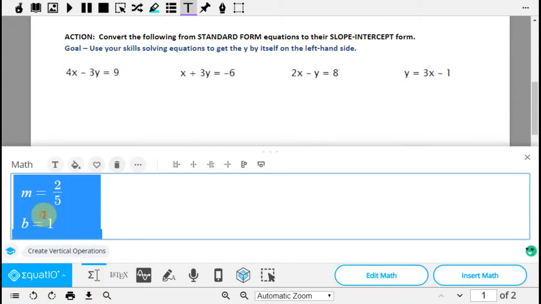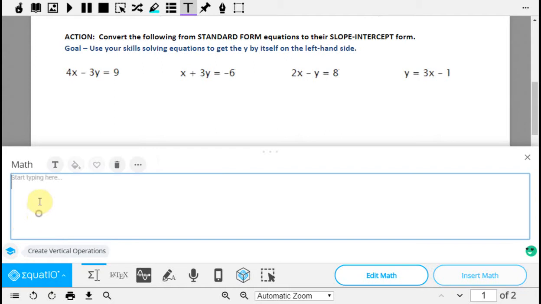So in Equatio, we're going to do the same as we've done in the past. We're going to make 3 columns. So I'm going to start with the 4x minus 3y. That would be the left-hand side. And I will add 2 columns in. And that's equal to 9.